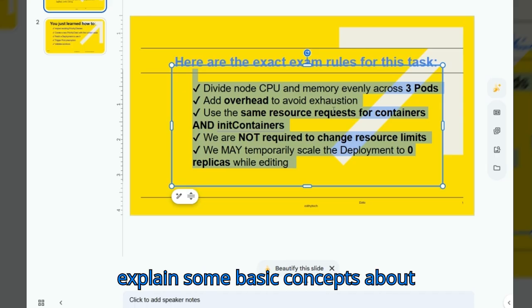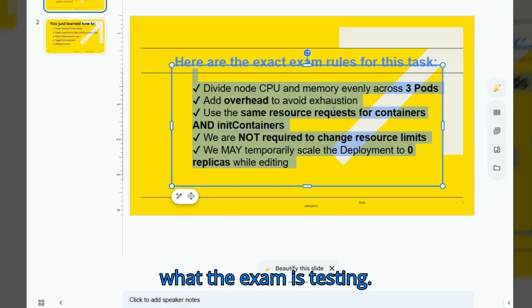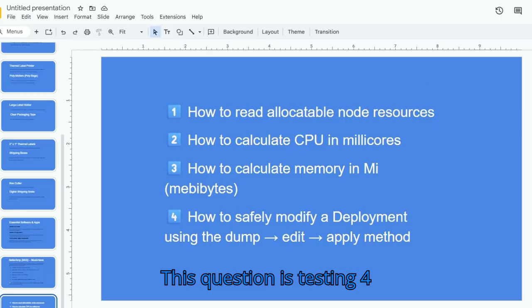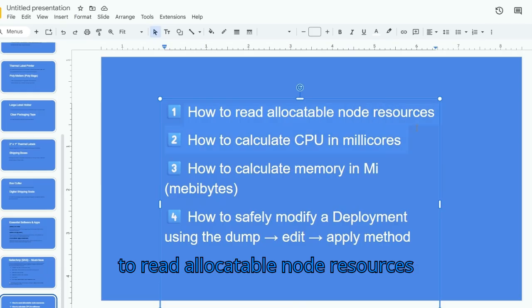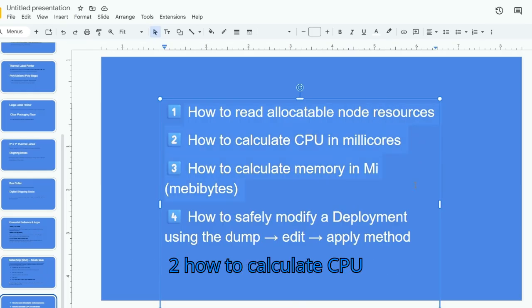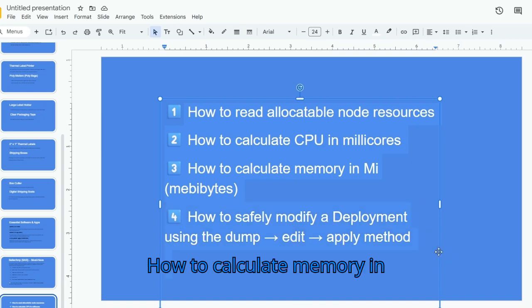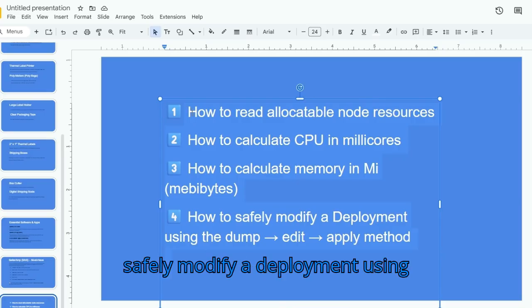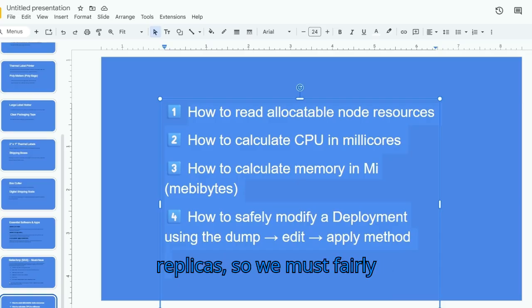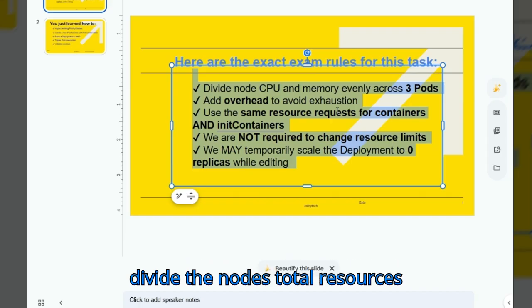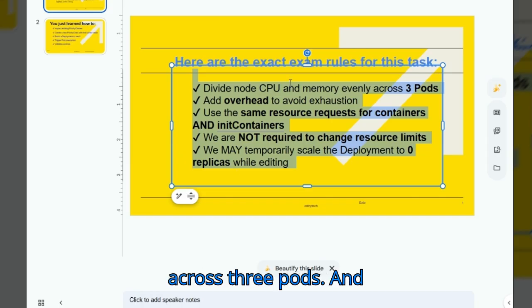Let's explain some basic concepts about what the exam is testing. This question is testing 4 core Kubernetes skills. 1. How to read allocatable node resources. 2. How to calculate CPU in millicores. 3. How to calculate memory in megabytes. 4. How to safely modify a deployment using the dump, edit, apply method. The WordPress app has 3 replicas, so we must fairly divide the node's total resources across 3 pods and then add a 20% safety overhead.